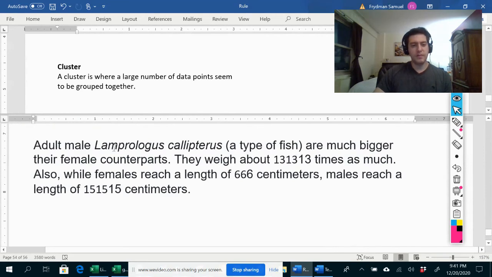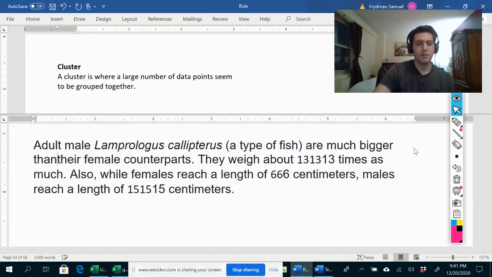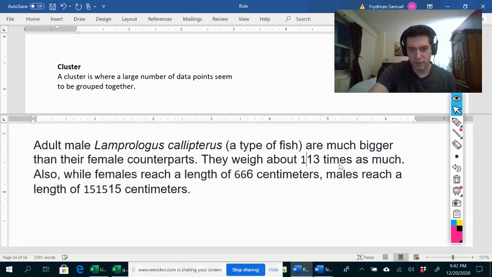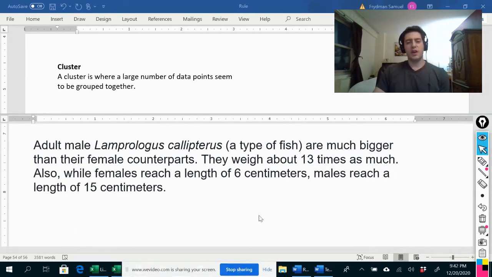The adult male, I'm going to do my best here. Adult male Lamprologus calipteris, a type of fish, are much bigger than their female counterparts. They weigh about, okay, so something went wrong here. All right, let's try that again. That didn't copy very well when I copied it. So adult male Lamprologus calipteris, a type of fish, are much bigger than their female counterparts. They weigh about 13 times as much. Also, while females reach a length of 6 centimeters, males reach a length of 15 centimeters.